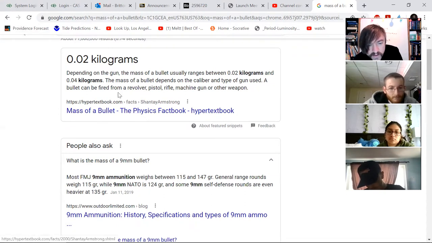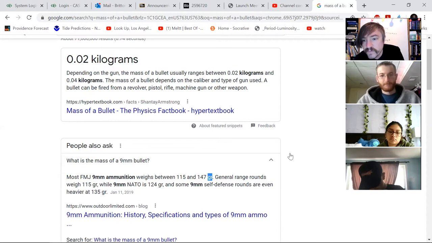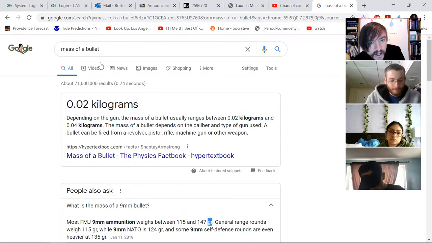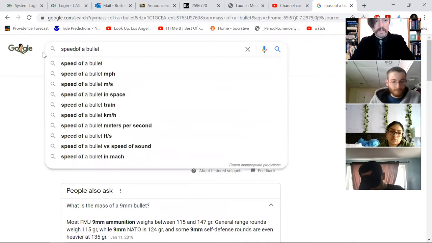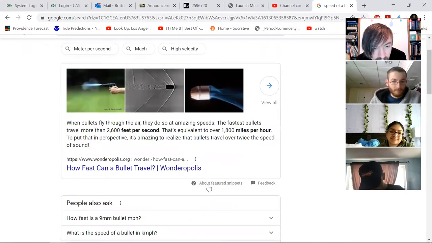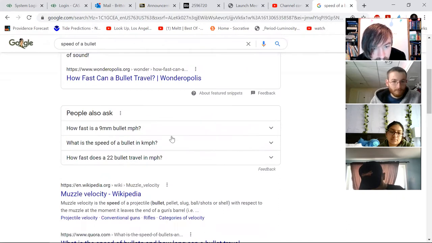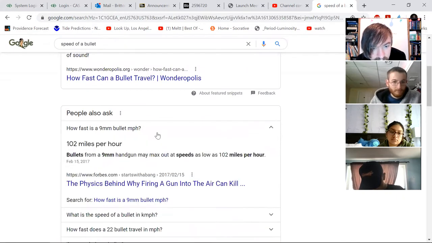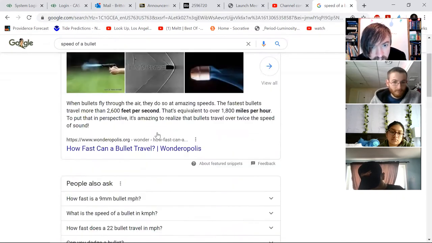Okay, something here isn't making sense to me. That's in grains, not grams. Oh, thank you. Thanks, Nick. Welcome. Sorry about that. Okay, because that conversion didn't make sense to me. So let's go with 0.02 kilograms, and then we'll grab the speed of a bullet. These are numbers I should probably know, but I want it in meters per second. Okay.